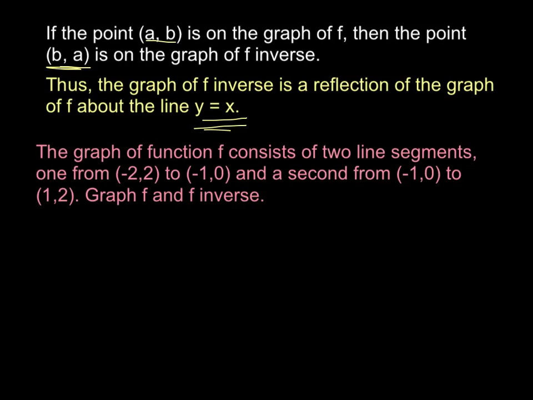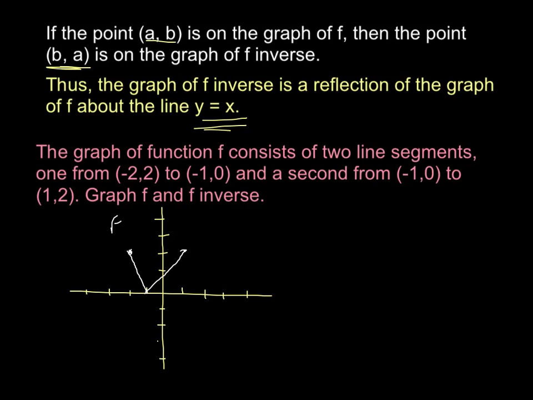Okay? So if we look at the bottom here, and we look at this function f that consists of some line segments, let's just make a little sketch here. Draw a little coordinate plane. And we've got a segment from negative 2, 2 that goes to negative 1, 0. That's down here. So there's our segment. And a second one that goes from negative 1, 0 to 1, 2. So there's our function f in white.